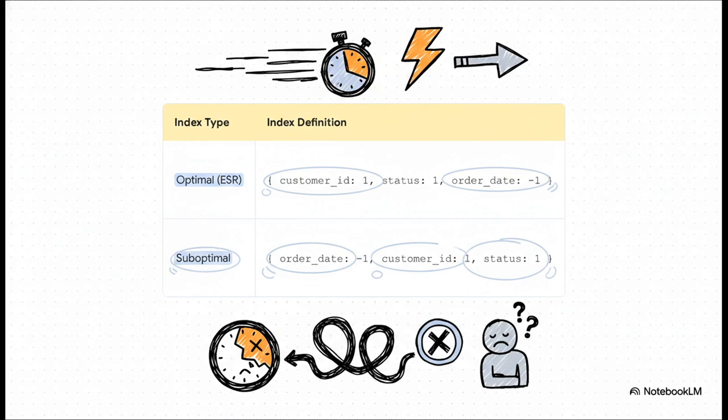But look at the suboptimal one. If we mess up the order and put order date first, MongoDB can't use that index to help with the sort anymore, and performance just craters. The order is absolutely non-negotiable.